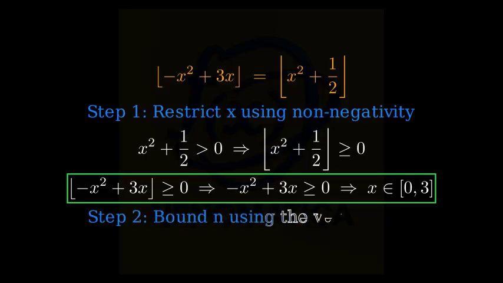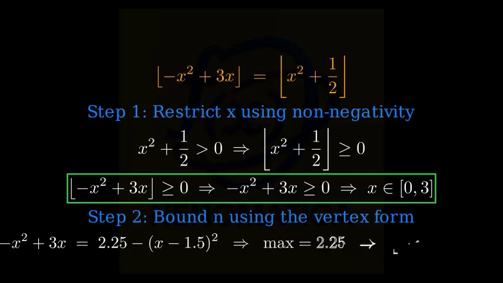Step 2. To make the two floors equal, they must both equal some integer, n. We will bound possible n values using the left expression.